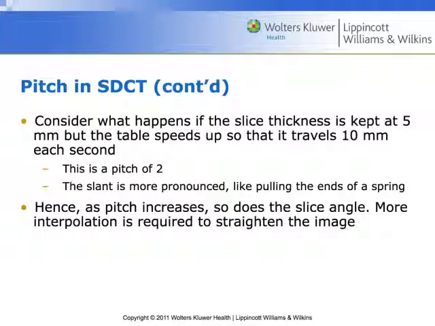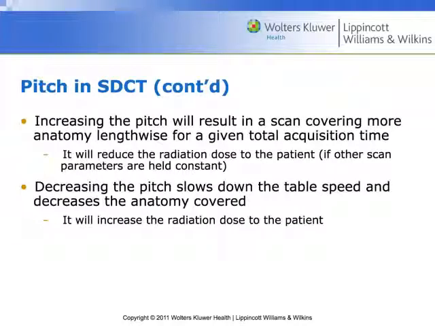Let's think by comparison. If we keep the slice thickness at 5 millimeters, but the table moves up to 10 millimeters each time of tube rotation, we're going to have a pitch of 2. So we are going to see an interruption in some of the material that we're trying to see. We're not going to be able to interpolate the data as well. There's going to be some little hiccups in the values. Increasing the pitch will result in a larger area covered, and it will decrease the total acquisition time, right? Decreasing the pitch is going to slow down the table speed, and it will decrease the amount of anatomy covered. It would also increase the acquisition time, right?